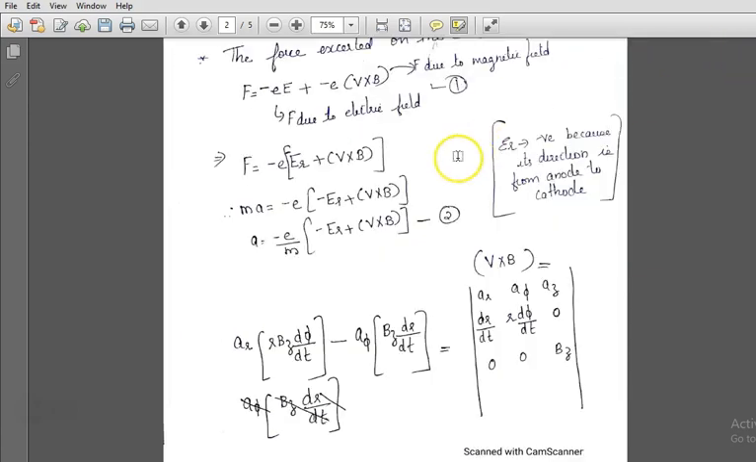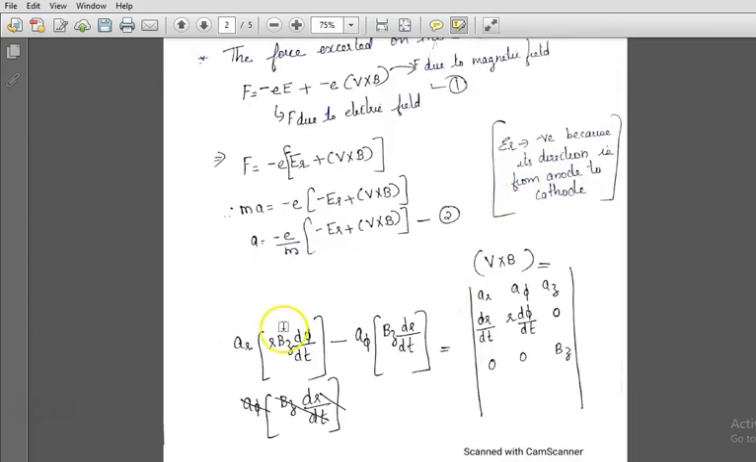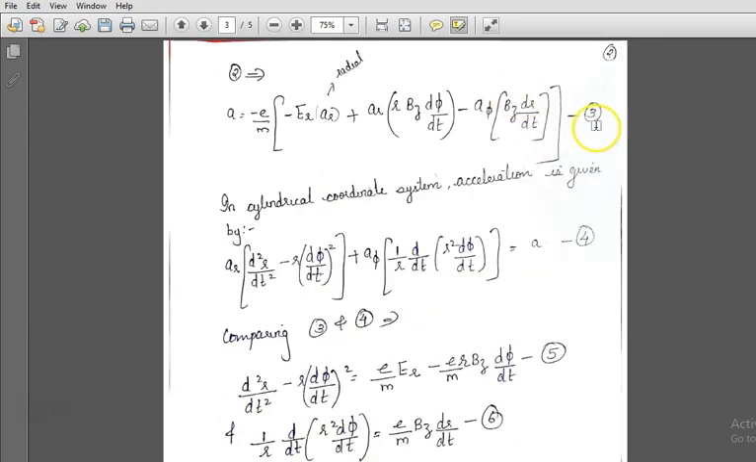Earlier we have simply written it as minus ER, but since we are representing it in the radial direction, we have included the term AR here. AR is just representing that it is along the radial direction, plus what we have got just now, V cross B. The same thing we are just reproducing here. Whatever we have got as V cross B, the same term is being represented in this equation. That is equation number 3.